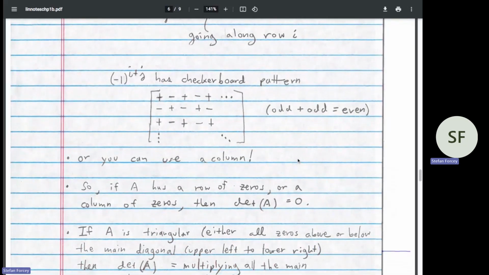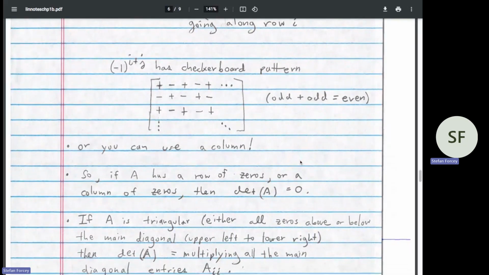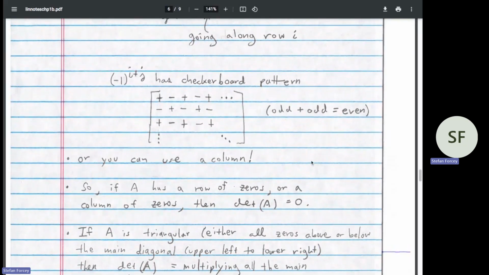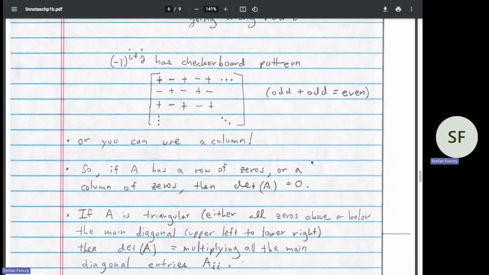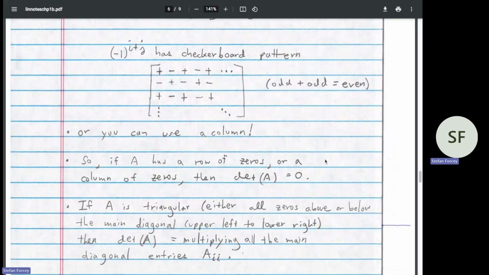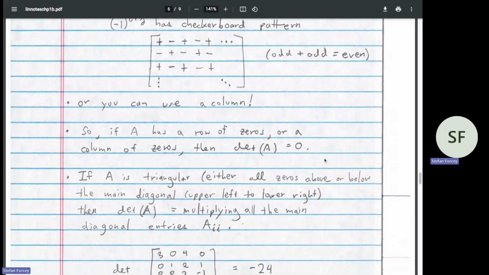Now, if A has a row of zeros or a column of zeros, just pick that. Then as you go down the sum of that row, you'll be multiplying everything by 0, and you can shortcut quite a bit and just see that the determinant of A is equal to 0.